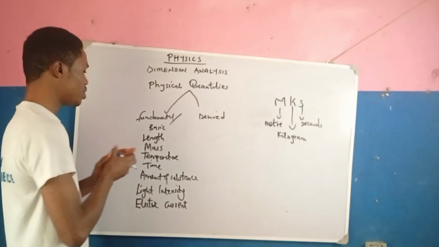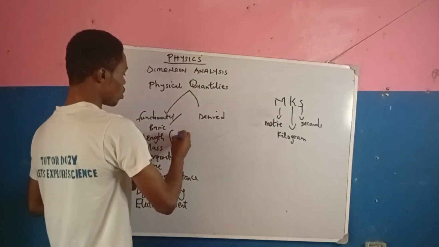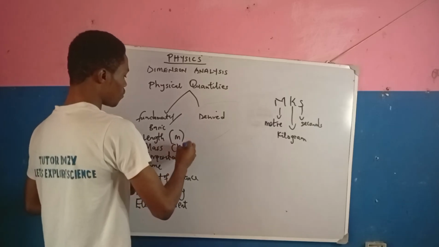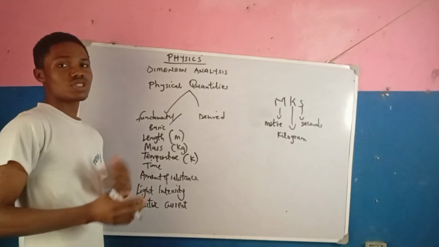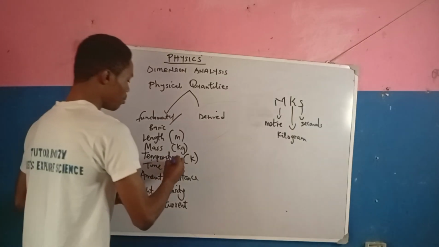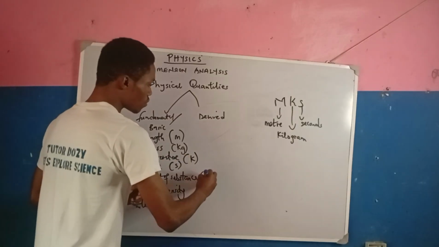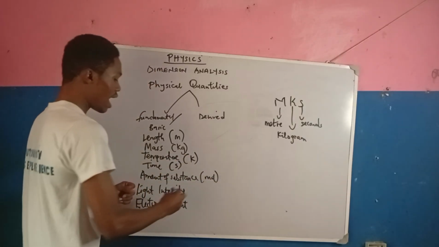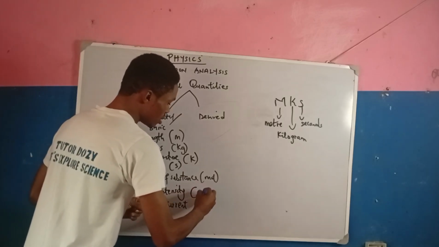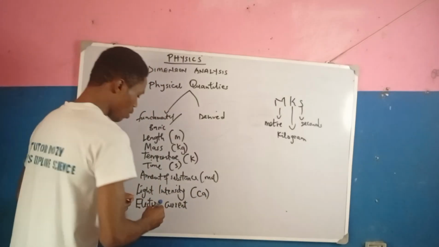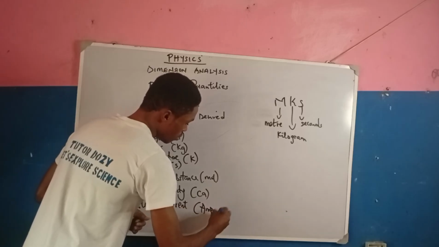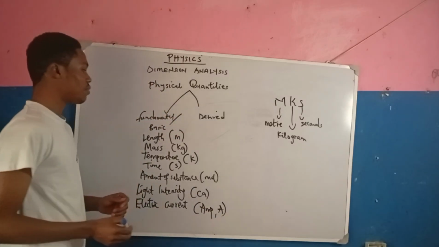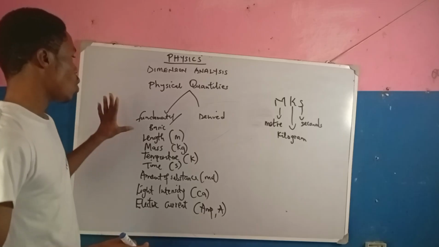Let's go to their unit. Length, the SI unit is what? Meter. For mass, we have kilogram. For temperature, it is what? Kelvin. That's absolute temperature, Kelvin. Time is in seconds. Amount of substance is in mole. Light intensity, candela. Now, electric current, that's ampere. So these are the fundamental or the basic quantities.